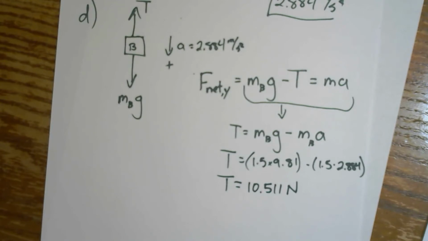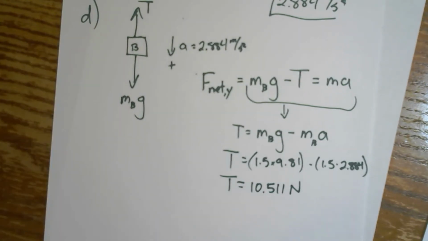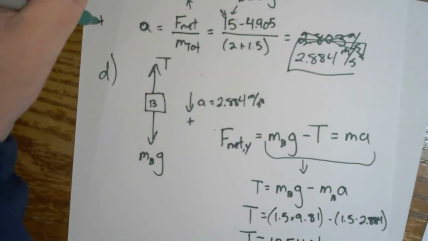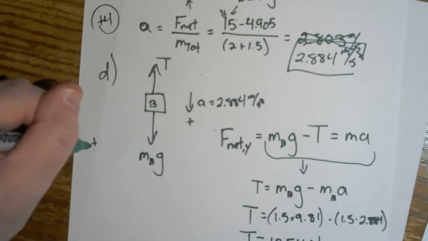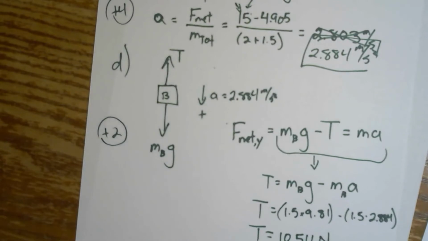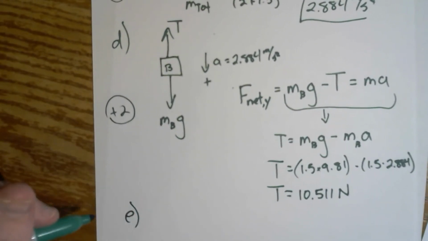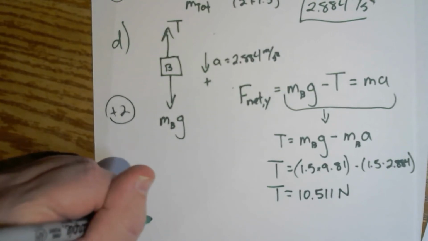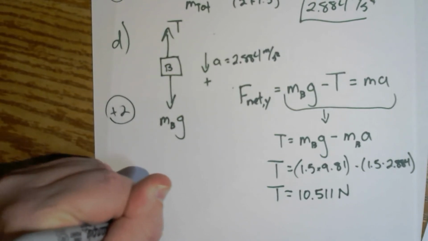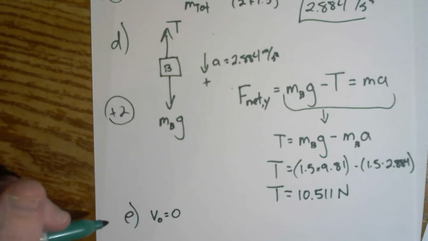All right, so that's part D. By the way, guys, part C was worth 4 points on this test, and part D was worth 2. Part E is just going to be a little bit of kinematics problem. It says calculate the distance the block descends in 0.40 seconds. It starts from rest, so the initial velocity is 0.